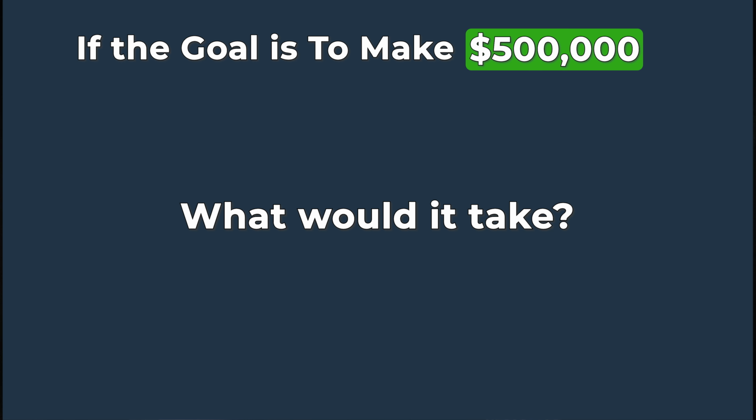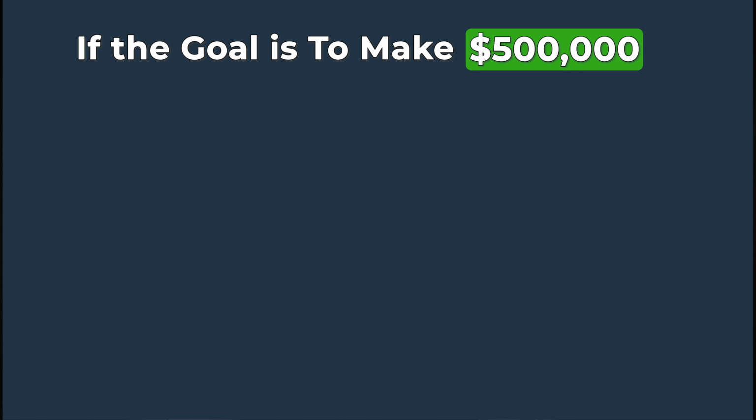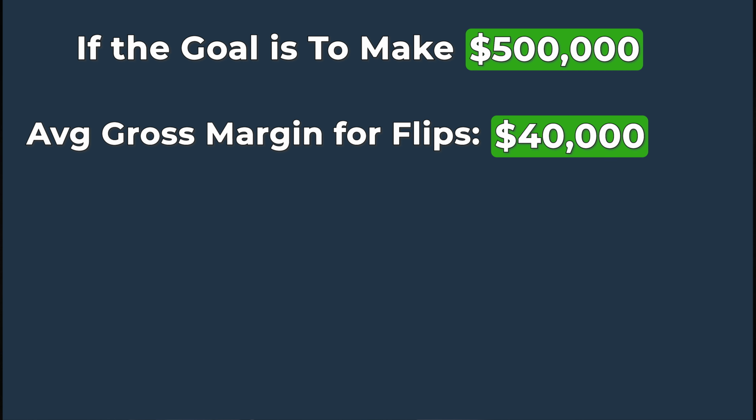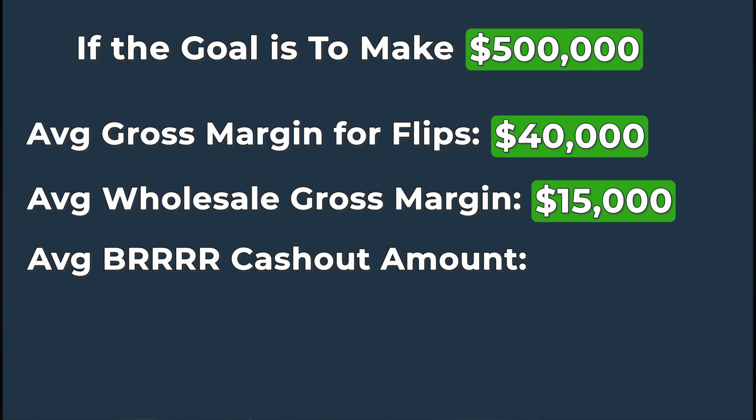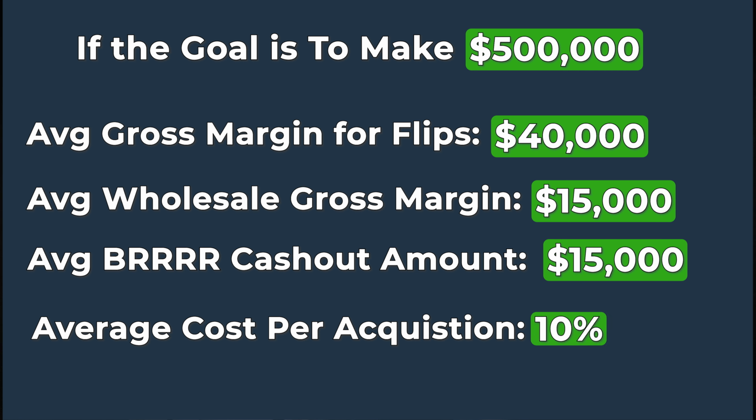Well, first of all, they need to know what their key unit economics are, which they do. They know based on past deals that their numbers look like this. The average flip income that they make is $40,000 per house. Their average wholesale income per house is $15,000. And they know when they do a BRRRR cash out, it's an average of $15,000. They also know that their estimated cost per acquisition is 10%, which is a total of $50,000.